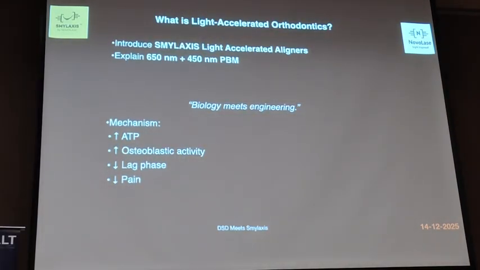So what is light accelerated orthodontics? Mechanism, how it works: it increases the ATP production. It stimulates the osteoclastic activity in the treatment phase, and after the completion, it stimulates the osteoblastic activity also, right? So that is the game changer in this MIC device. When your aligner is active, it will stimulate the osteoclastic activity. Once the aligner treatment is completed, when the patient is wearing a retainer, then it will stimulate the osteoblastic activity. Got it?